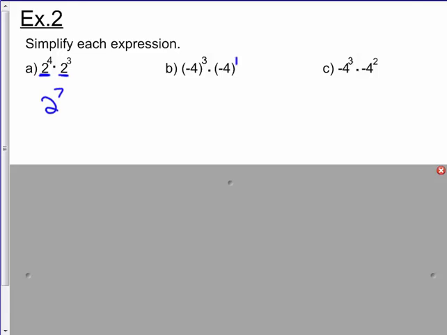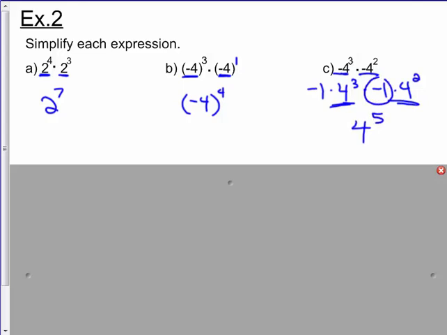In B, that's to the first, so it's -4, 3 plus 1, that's going to be 4. And -4 to the fourth power, we could multiply that out if we needed to. In C, again, that -1 times 4 to the third, -1 times 4 squared. Well, 4 to the third times 4 squared, that's going to be 4 to the fifth. And then -1 times -1 just gives us 1 here. So I can just write it 4 to the fifth.